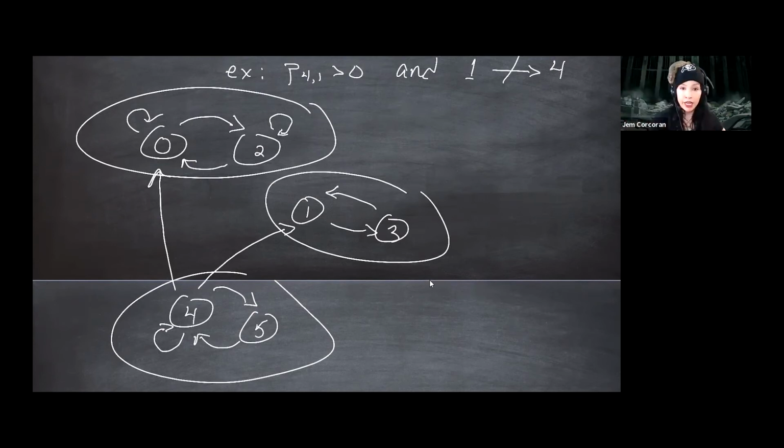If you have one communication class, meaning the chain is irreducible, everything moves to everything else, then everything has to be recurrent or transient. If you have a finite state Markov chain where everything communicates, then everything has to be recurrent because there's no escape. So if you have an infinite, I need to just write examples. Let me write these facts down.